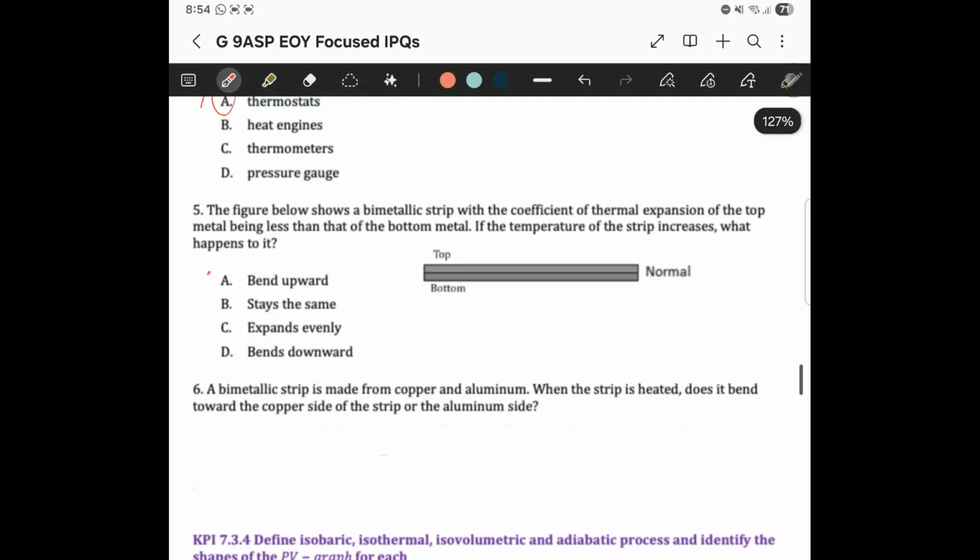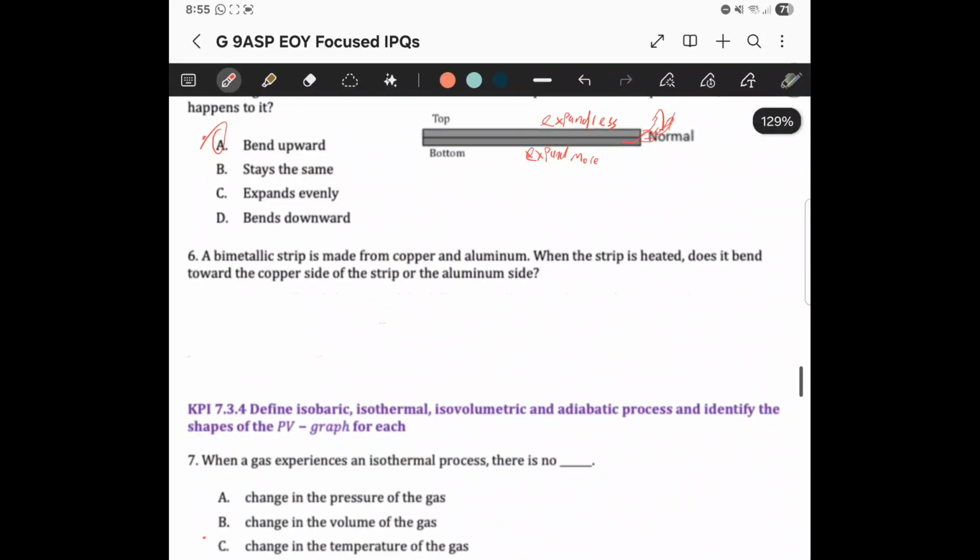The figure below shows a bimetallic strip. The coefficient of thermal expansion of the top is less than the one at the bottom, so more. Coefficient of thermal expansion means how it expands. The top is less than the bottom, so this will simply expand less, and this will expand more. So you kind of get to see what's going to happen then. If this is going to expand more, it will bend towards this one because it's getting bigger and they're stuck together. So it will be bending upwards. So that's all it's asking.